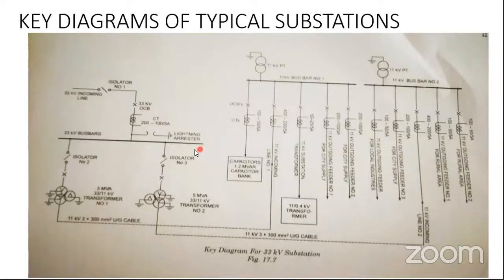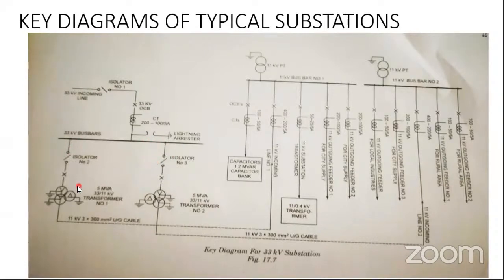What is the meaning of this 33 kV bus bar? The 33 kV bus bar has an incoming line of 33 kV and it has outgoing lines. So the bus bar has incoming and outgoing lines. To this we have the incoming line, and from this we are drawing outgoing lines. Then there are two outgoing lines from this bus bar.